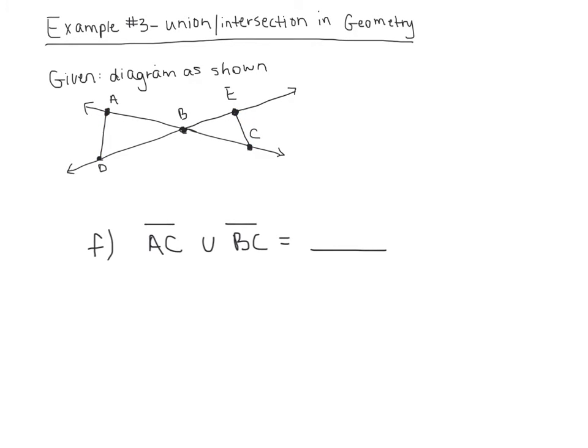Okay, this time let's switch over to union. So let's find the union between segment AC, which is all of that, and then segment BC, which looks like that. So this time it is a union. A union, remember, takes everybody. So anything touching the red is part of the answer. Anything touching the blue is part of the answer. So therefore, my answer is segment AC.